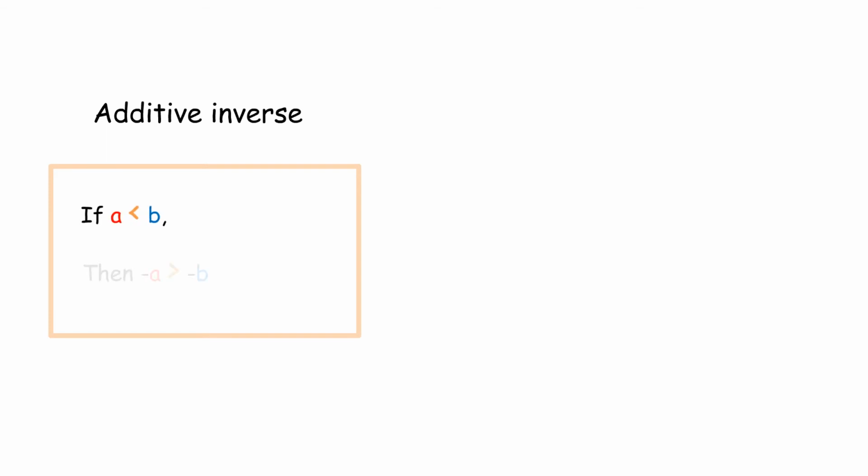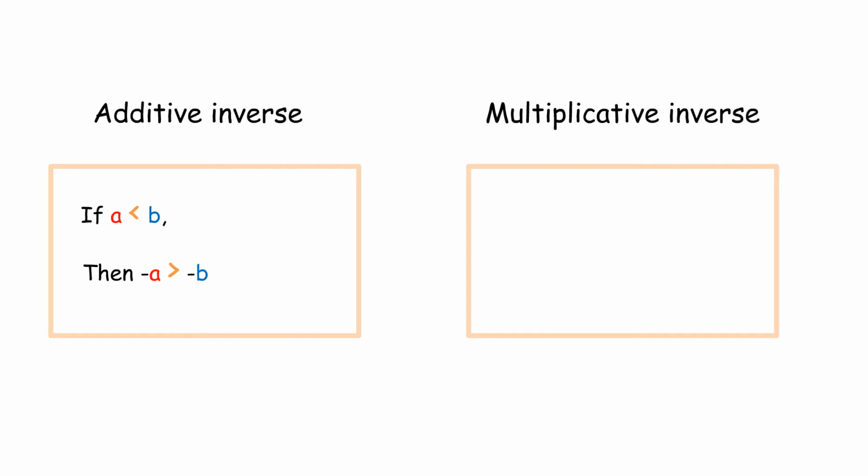Additive inverse: when both sides of the inequality are multiplied by -1, the direction of the inequality symbol is reversed. If A less than B, then -A greater than -B. Multiplicative inverse: when performing reciprocal of the numbers on both sides of the inequality, the direction of the inequality symbol is reversed. If A less than B, then 1 over A greater than 1 over B.